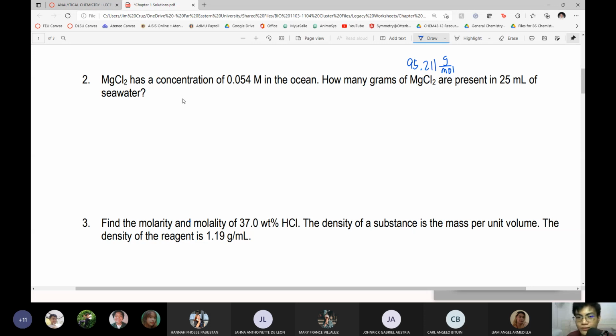So but for now, mag-derive muna kayo. Okay, so again, the equation for molarity is mass magnesium chloride, ito yung hinahanap, over molar mass magnesium chloride times the volume of the solution, which is the seawater, in liters. Okay, do not forget the liters. Okay. Yan. Bilis ah. Sige, solve muna kayo.